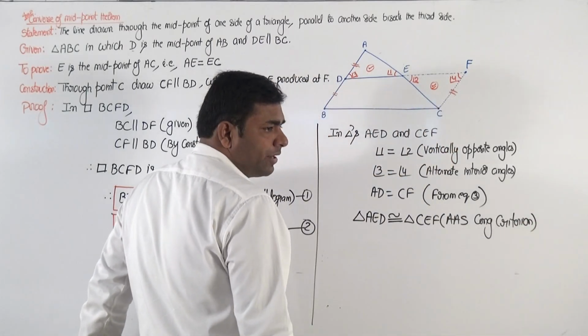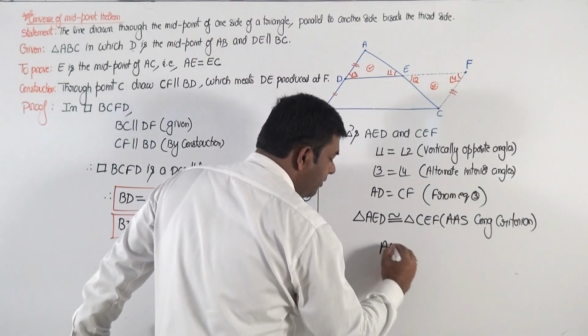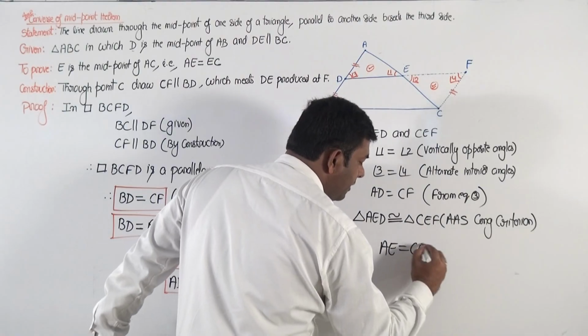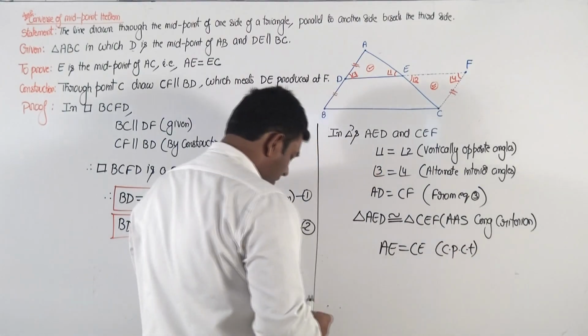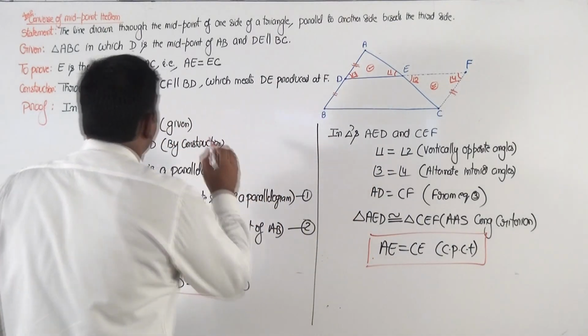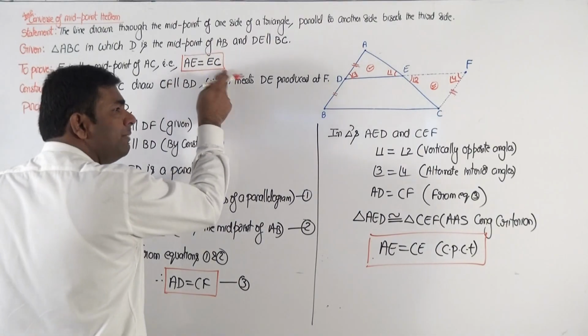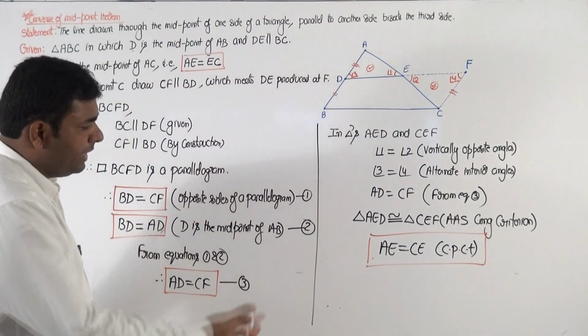ये दोनों ट्राइंगल्स अगर कॉन्ग्रुएंट है तब क्या होगा? AE is equal to what? CE. This is corresponding parts of congruent triangles. यही हमें प्रूव करना है. This is to be proved. AE is equal to CE. EC बोलो CE बोलो, मीनिंग सेम ही. AE is equal to EC. वही हमने प्रूव कर दिया.